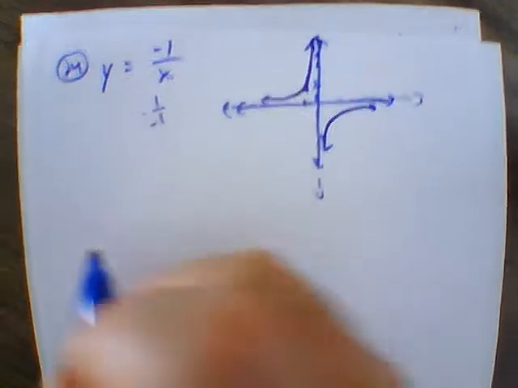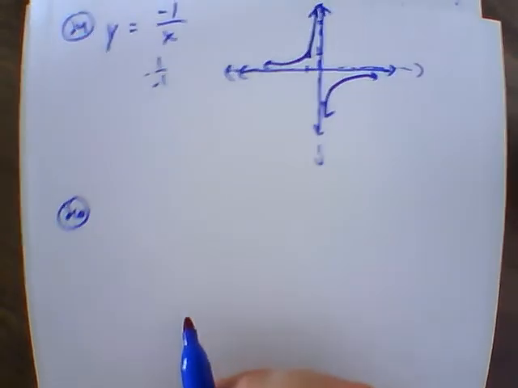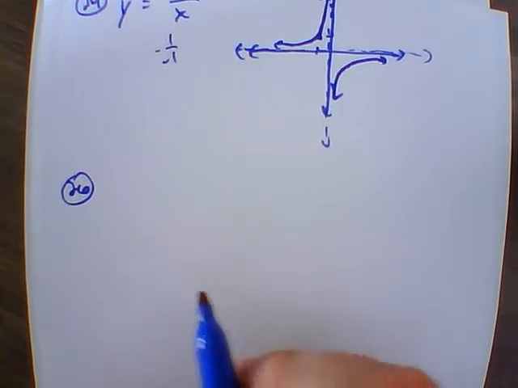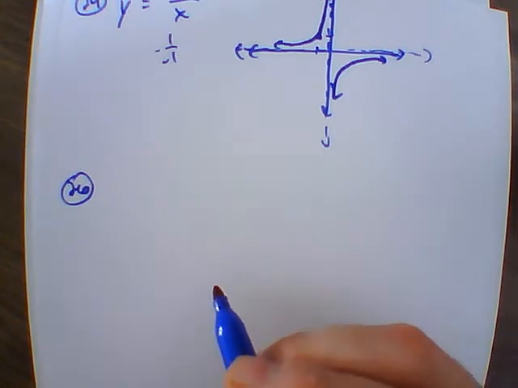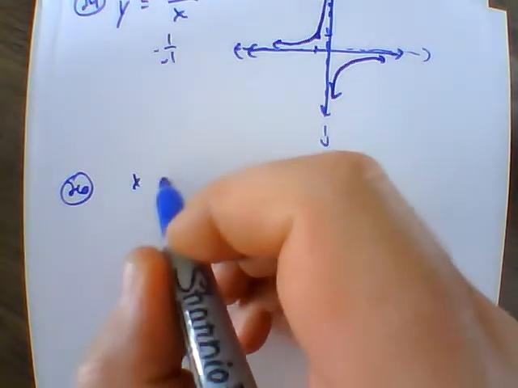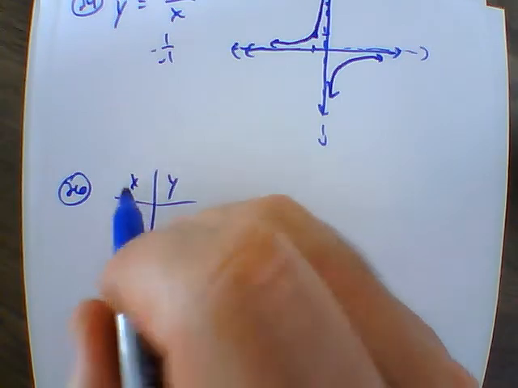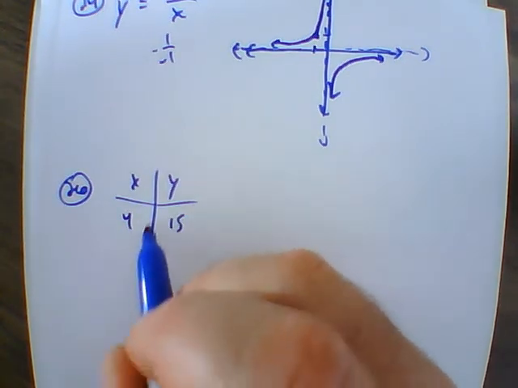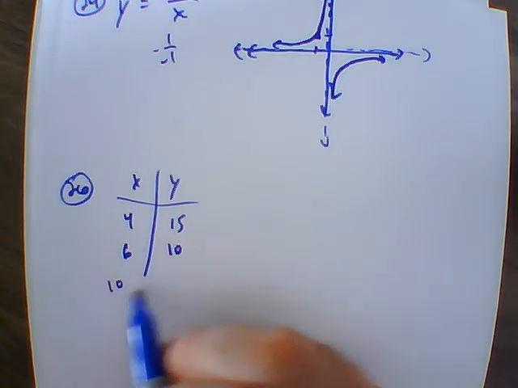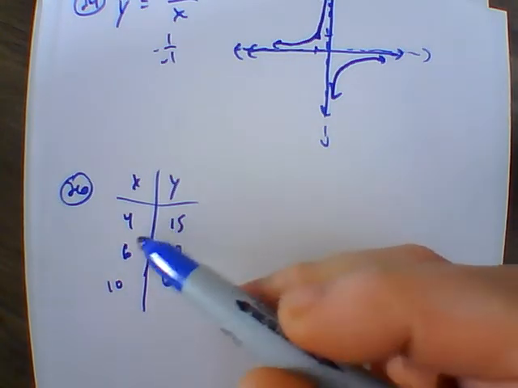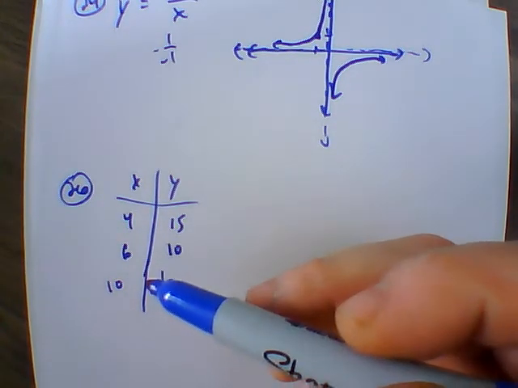Number 26 asks: do the data in each table represent direct variation or inverse variation? Write the equation that represents it. So they give us an XY table: 4 goes to 15, 6 goes to 10, 10 goes to 6. And they ask us, is this direct variation or inverse variation?